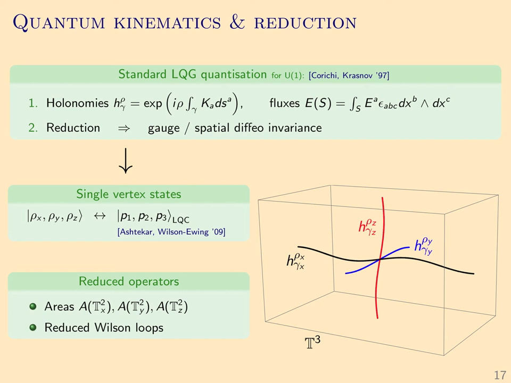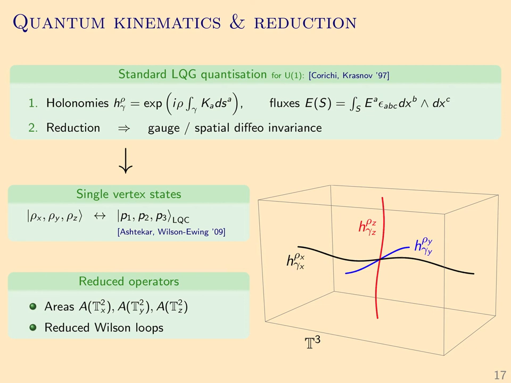So in order to see that this interpretation is warranted, we need to study how operators act on this state, and we can just study reduced operators. Now it turns out that the areas of the two sub-tori of this three torus are gauge invariant operators, so they commute with the reduction constraints. So for example, the area T2x is the area of the two torus which is orthogonal to the x direction, so to the black holonomy. This area is, I mean, topologically a two torus, so it is closed.